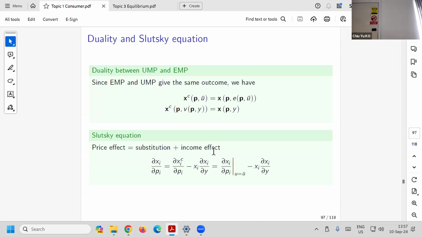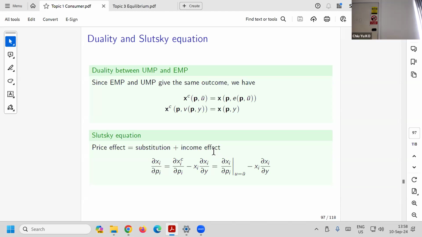That means two things, substitution and income effect. Why is this decomposition useful? Because it often appears in empirical results. When price changes lead to a change in demand, they will often tell you to decompose it into substitution and income effect. What are they? If you learned intermediate micro, then you know very well.